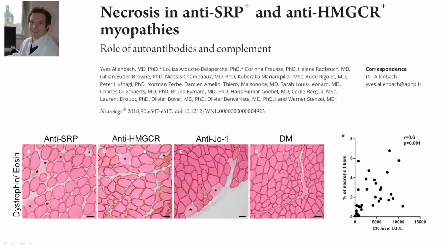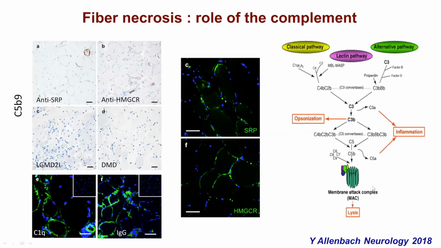or anti-HMGCR compared to anti-Jo1 dermatomyositis. And you can observe that the necrotic fibers are randomly distributed within the endomysium of the muscles. And it is always perifascicular in anti-Jo1, that's not the same distribution. And you can observe, once again, that the number of necrotic fibers is correlated with the CK level.